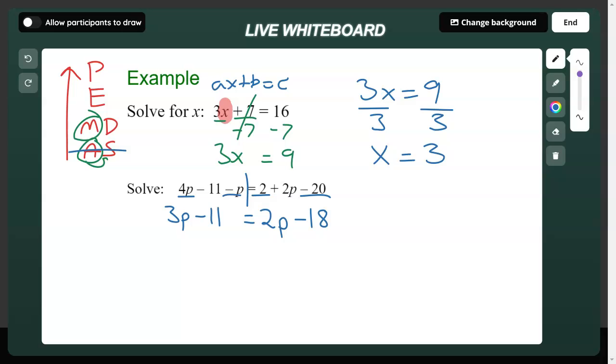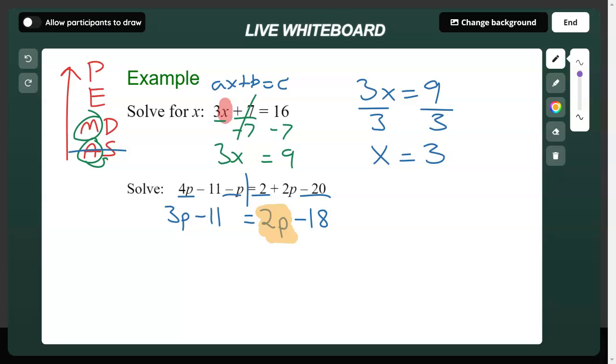Okay? So always move the smaller one. General rule of thumb. Move the smaller one. So I want to move this one. Now, I want you to make sure and you pay really close attention to this. Okay? Because it's a common mistake that happens all the time. And I'm emphasizing it because it's a common mistake that happens all the time. What did I do to get 3x by itself? I divided by 3. Okay?